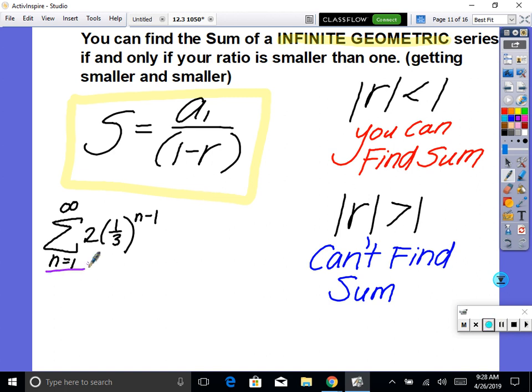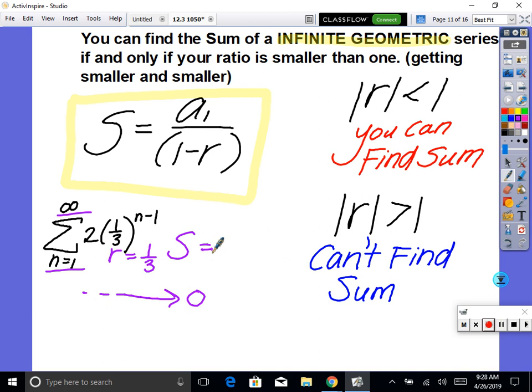You say, okay, 1 to infinity, it's infinite. Can I find the sum? Yes, because isn't our r equal to a third? So isn't it getting smaller and smaller over time? We're timing by a third each time, so we're cutting it into thirds. So it's getting smaller and smaller over time, approaching 0. So you say, I can find the sum.